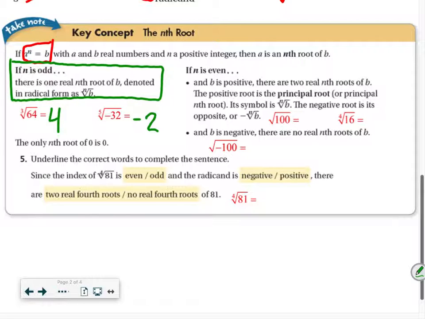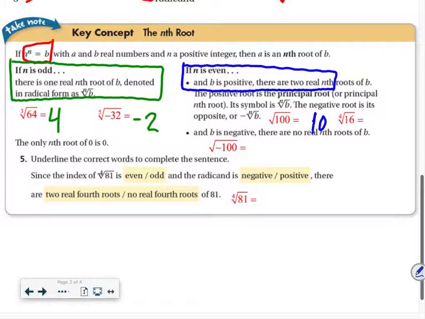Where it gets a little more complicated is if our index, our n, is even. If it's even and my radicand, my number inside the radical, is positive, there are two answers. So let's jump into the square root of 100. What's the square root of 100? 10, and negative 10.